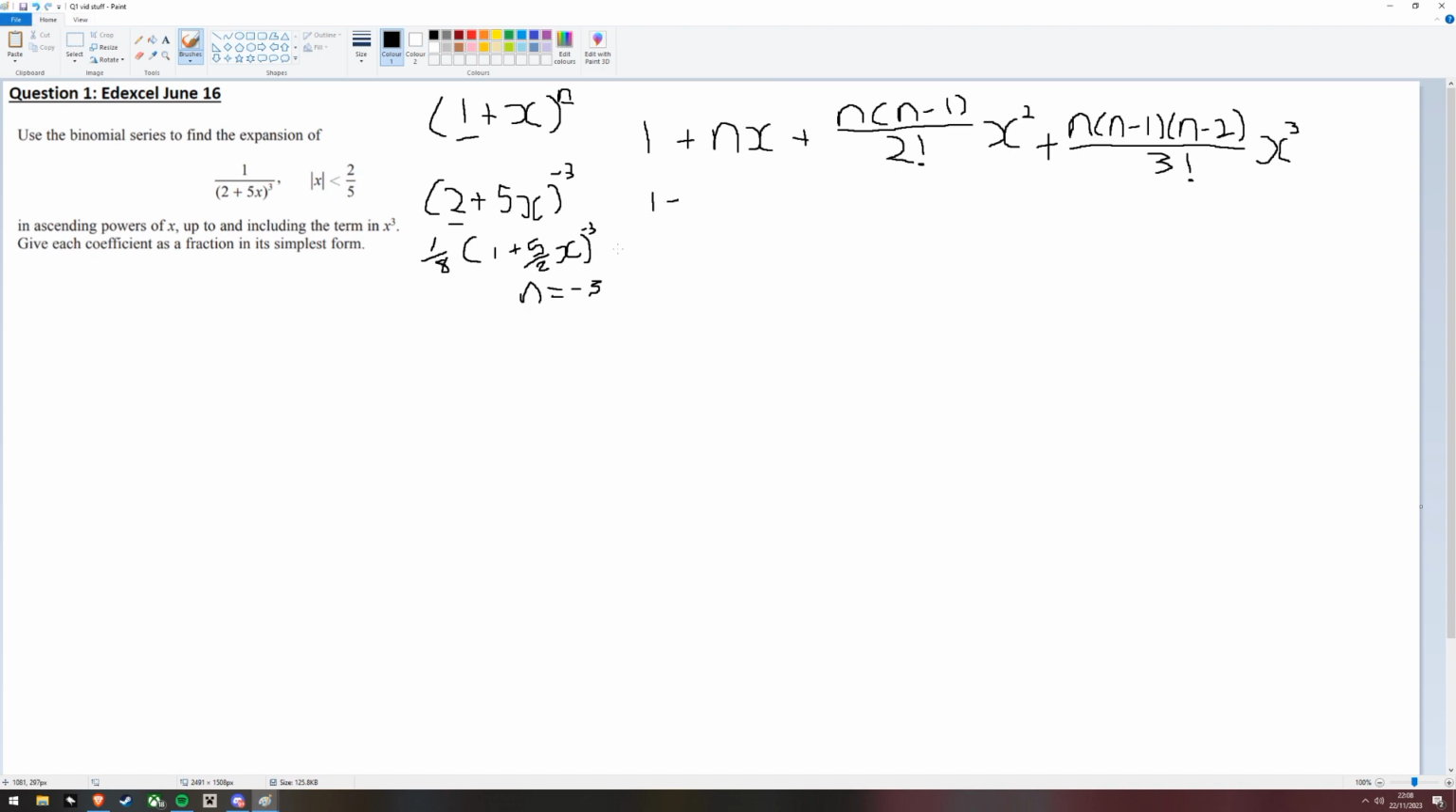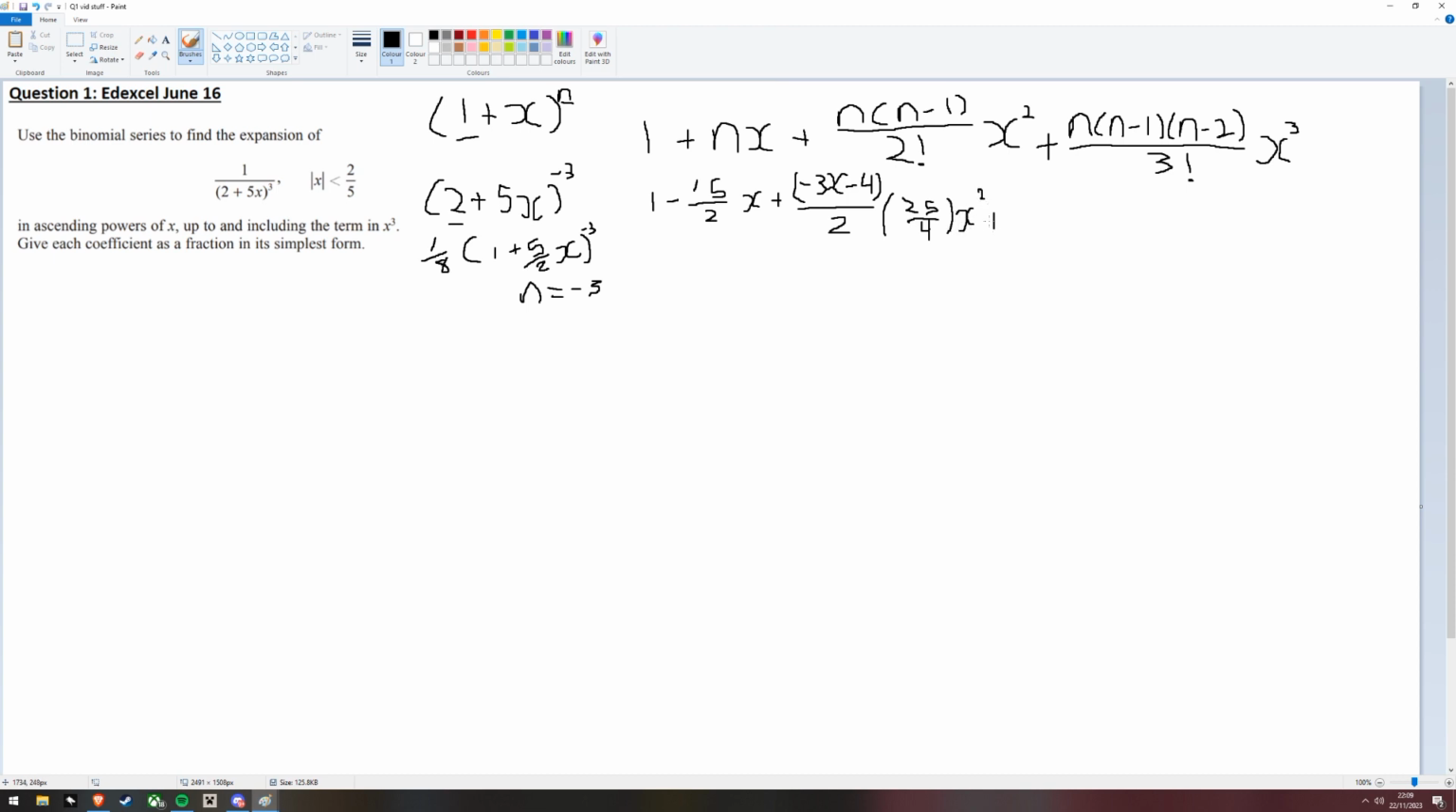Minus 3 times 5 is 15, so 15 over 2 x, plus n, minus 3 times n minus 1, minus 4, all over 2, multiplied by 5 over 2 squared, so 25 over 4, x squared.